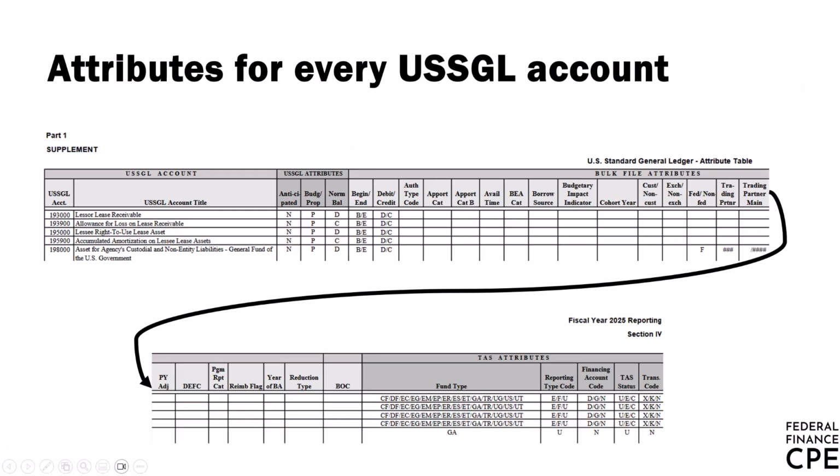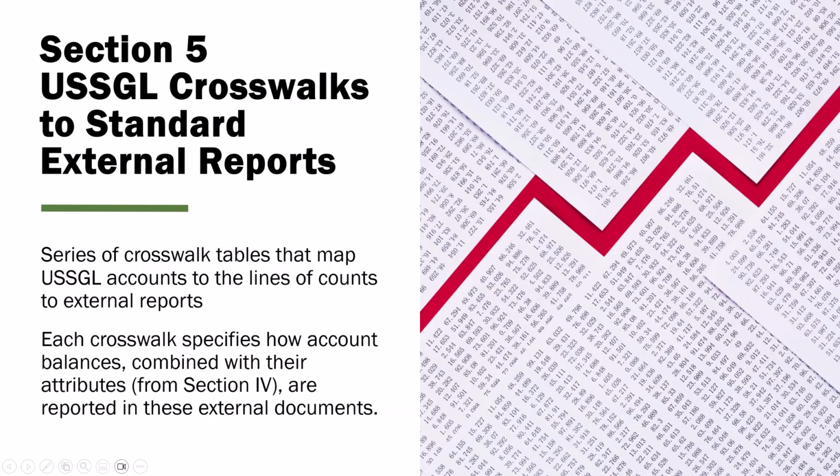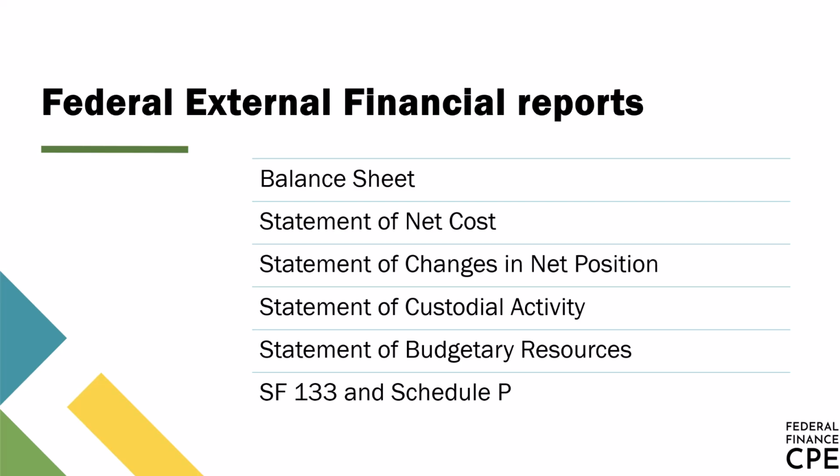All right. Now let's get into the next section, which is the crosswalks to our standard external reports. So if you're not familiar with the federal external financial reports, I'll run them down for you. You have your balance sheet, your statement of net cost, your statement of changes in net position, your statement of custodial activity, your statement of budgetary resources, and then you'll have your SF 133 and Schedule P.